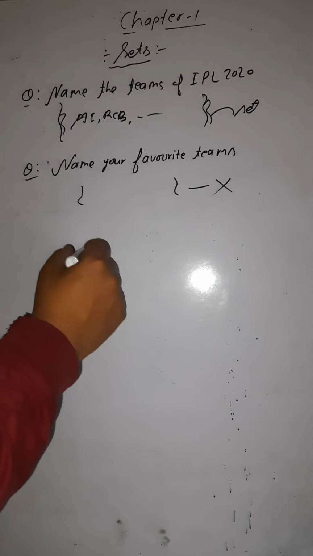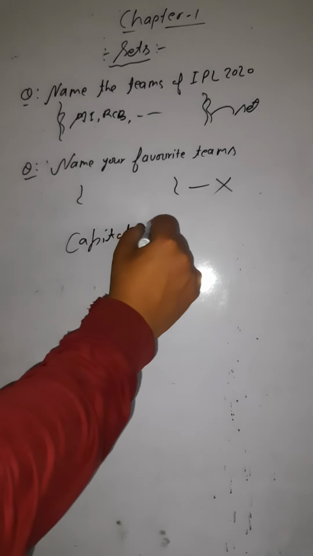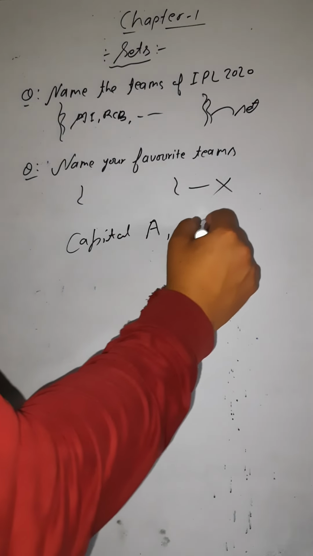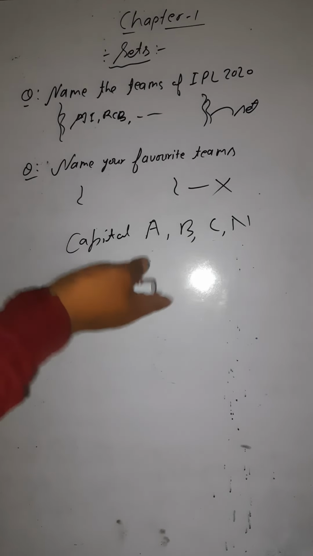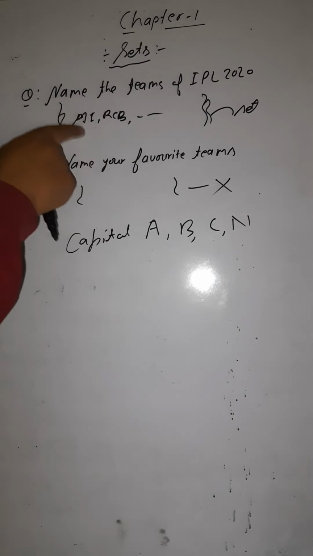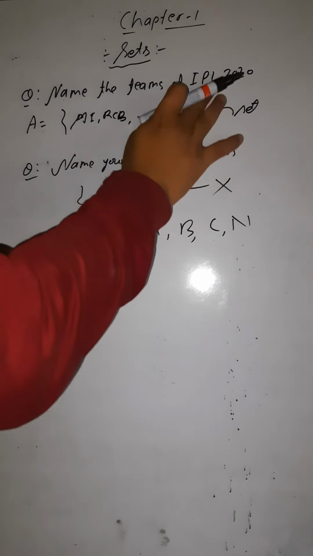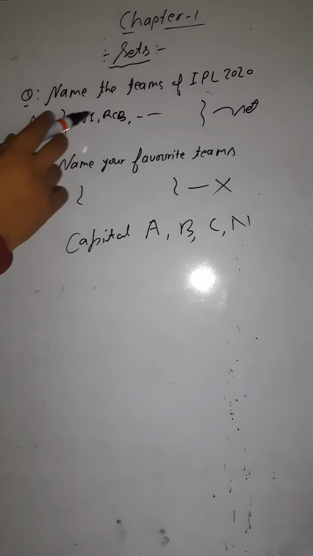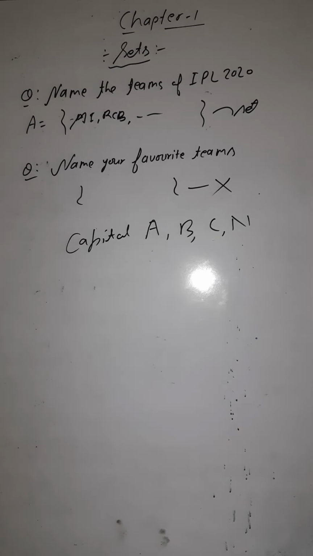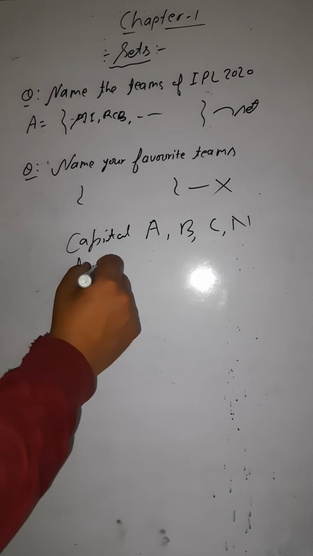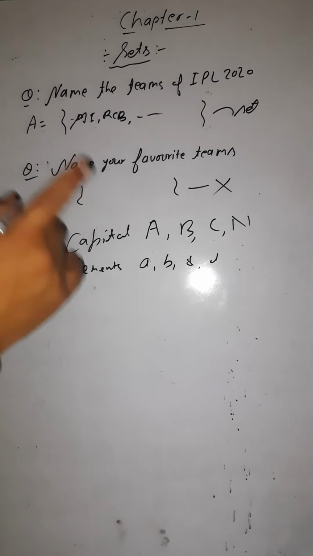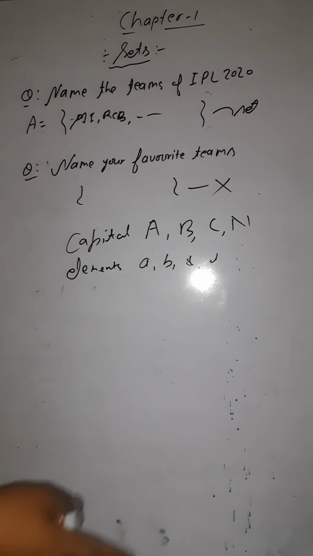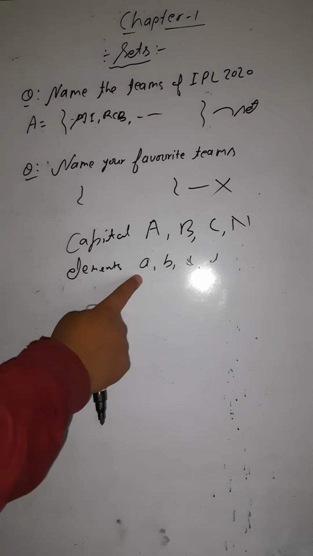One more thing you have to remember: we always denote a set by a capital letter, like capital A, capital B, capital C, capital N. The sets are always denoted by capital letters. Let's say this is the set A, and these are the elements, the different elements. The elements of a set are written with small letters. This you have to remember: sets are always denoted by capital letters and their elements are always denoted by small letters.